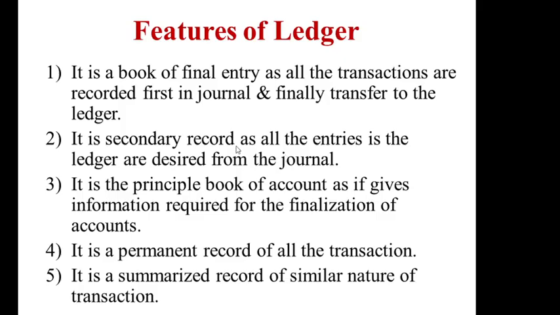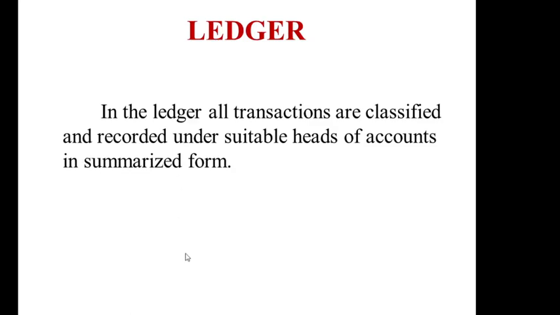And just try to understand the meaning of the ledger. The ledger means the transactions are classified and summarized under suitable heads. Suitable heads means the names of the assets, as well as the person names, the separate accounts we have to maintain. That is nothing but the ledger. I hope you understand. Okay, thank you.